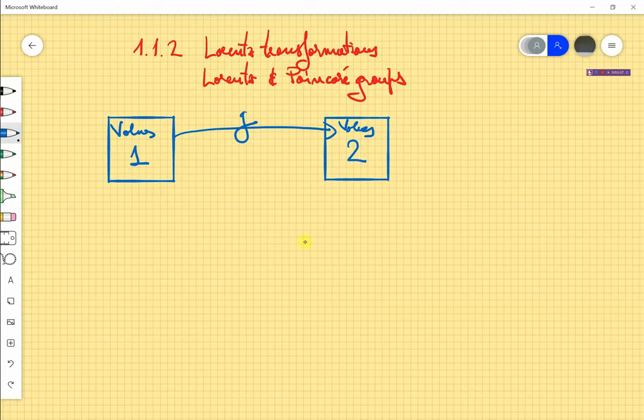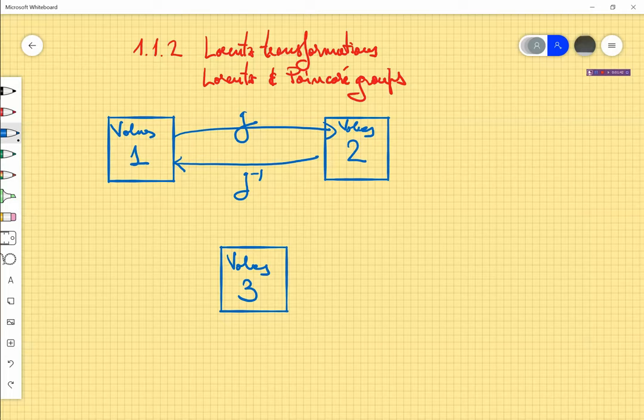Now, if this transformation exists, it's clear that we must be able to find the inverse transformation. So if we start with the values that you measure in the reference frame 2, clearly you should be able to get back the values measured in the reference frame 1. By the same token, we can consider a third reference frame, and there should be transformations and inverse transformations relating these values to the values measured in the other reference frames 1 and 2.